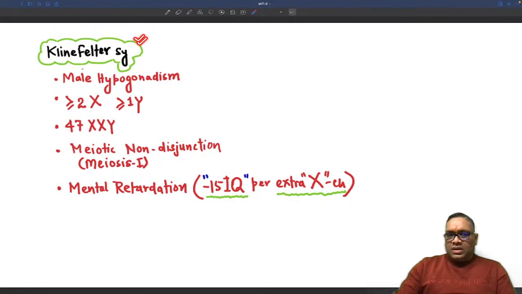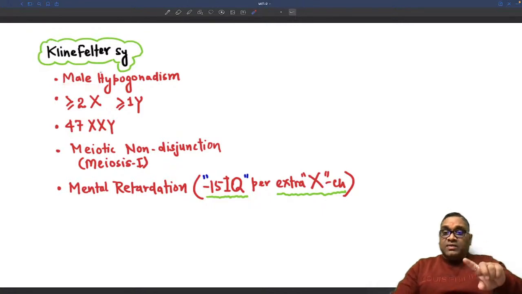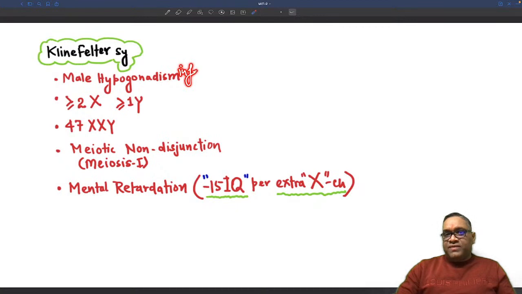Klinefelter syndrome. This is very important because this came in the recently asked FMG exam also, right? So Klinefelter syndrome, you should know some of the important points which the examiner will be asking you. Number one, Turner was female hypogonadism. Klinefelter is male hypogonadism. So male will be commonly affected. Male will be having infertility. So they will basically present with infertility when they become adult, right?